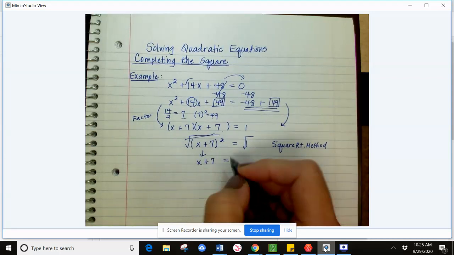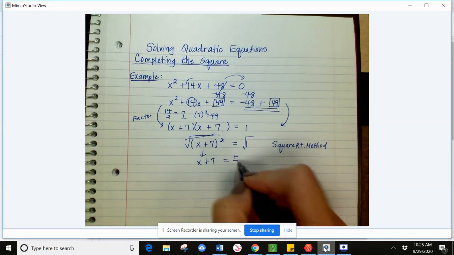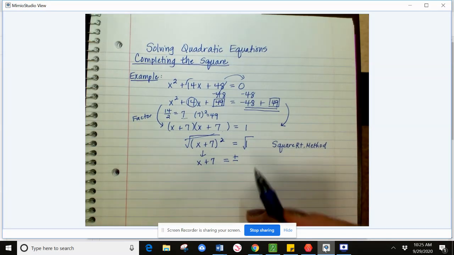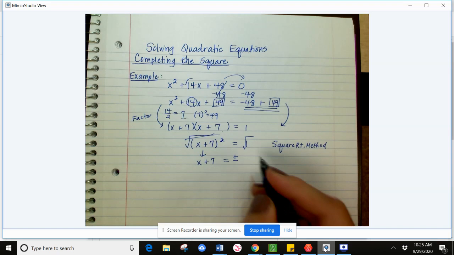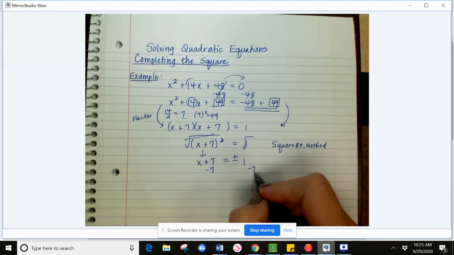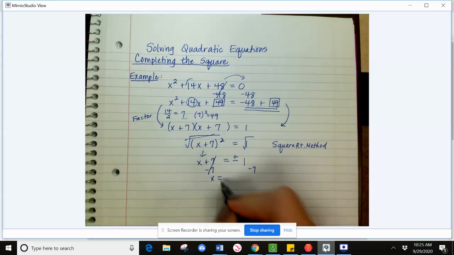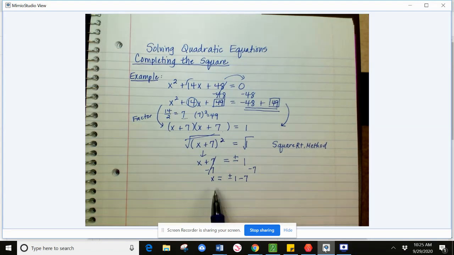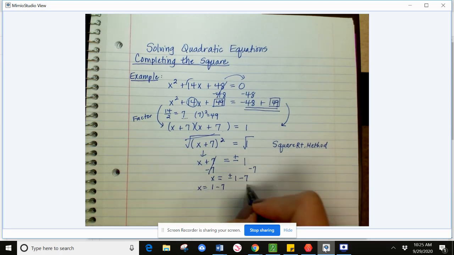Automatically, when we square root both sides, we're going to have a plus or minus version of whatever this radical is, and the square root of 1 is just 1. Now we want to move over 7, and we have plus or minus 1 minus 7. And we don't want to leave it like that because there are actually two solutions here. They're just disguised. One of them says x can be a positive 1 minus 7, and the other one says that x can be a negative 1 minus 7.